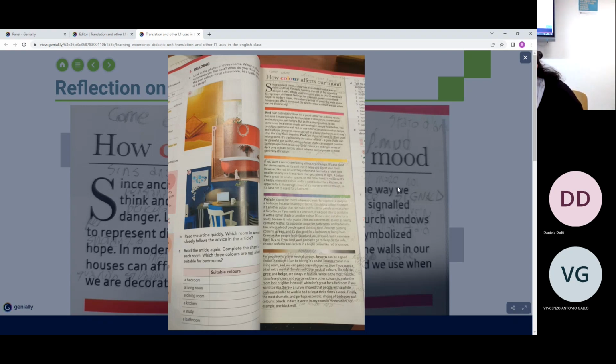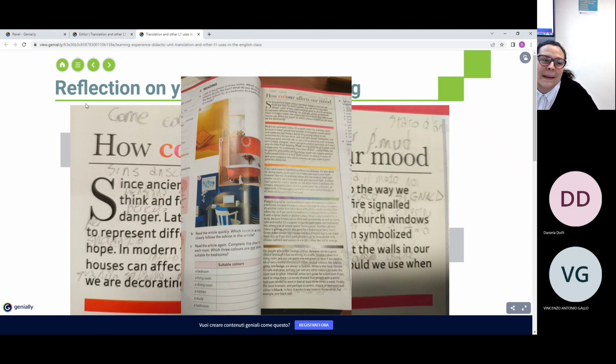When is good use of L1 in translation and when is not so good use? Okay, we could do this for listening as well. And it's the same, but we have no time for that. So, next talk.